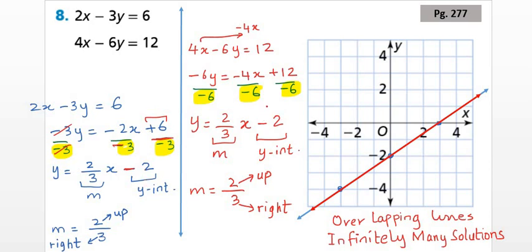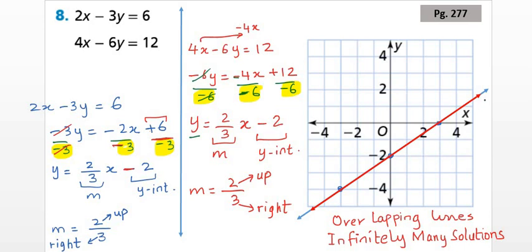Clear? The same is the case with the second equation. I divided here by -6. Look at this: -6 is going to cancel this -6, because -6 divided by -6 is 1. So it's y. Here negative and negative will turn into positive, and 4 over 6 in simplest form becomes 2 over 3. And here positive 12 over -6 will give us -2.